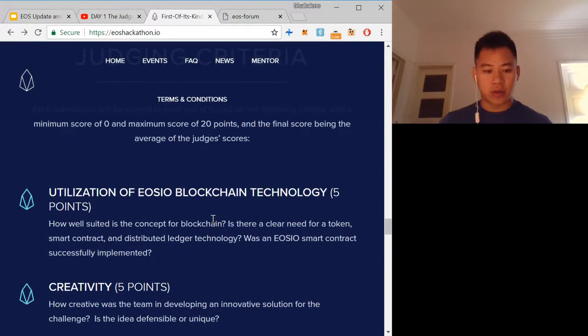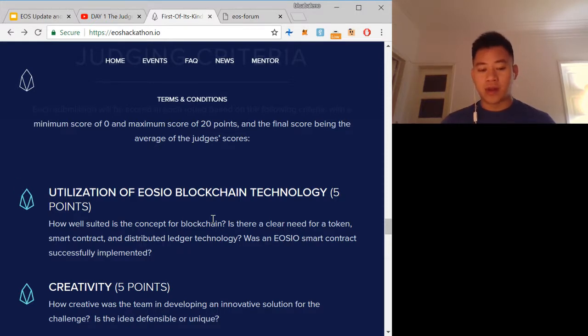Is there a clear need for a token, smart contract, and distributed ledger technology? Was an EOS-IO smart contract successfully implemented? That last sentence is very, very important. Was an EOS-IO smart contract successfully implemented? They did not. Again, there were a lot of things that they said in Hong Kong that they didn't enforce.